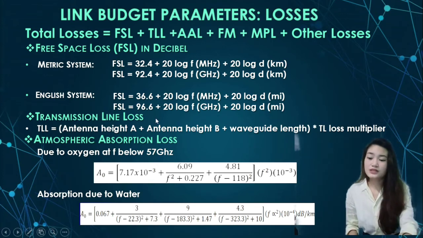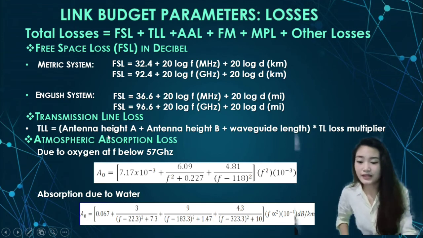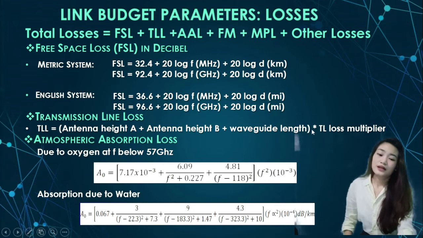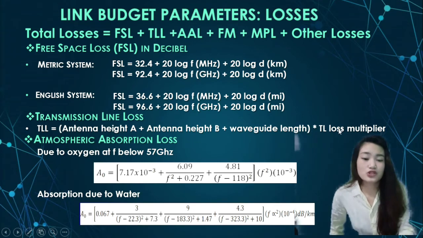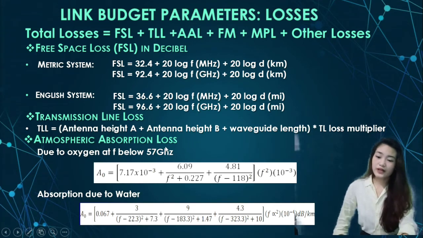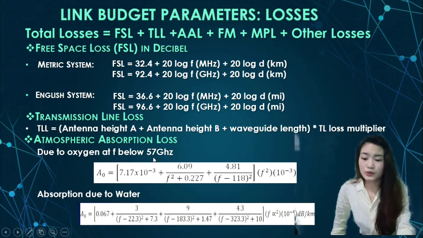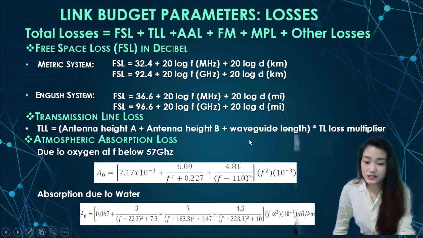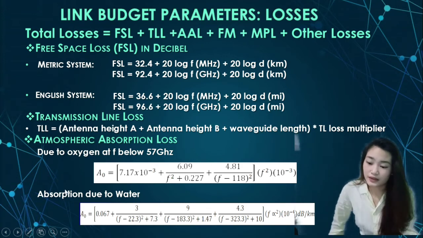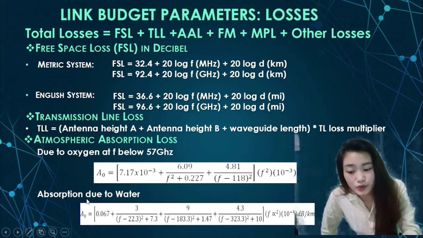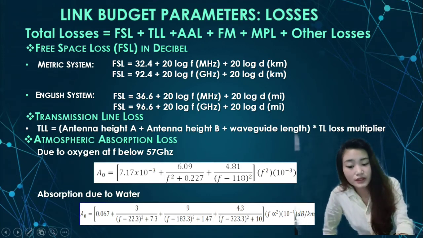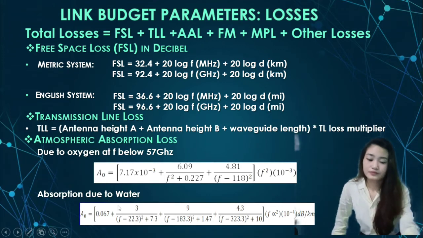Transmission line loss, TLL, is equal to antenna height A plus antenna height B plus waveguide length times the TL loss multiplier. Atmospheric absorption loss due to oxygen at frequency below 57 gigahertz. These are the formulas, and the formula in absorption due to water. This one is the formula.